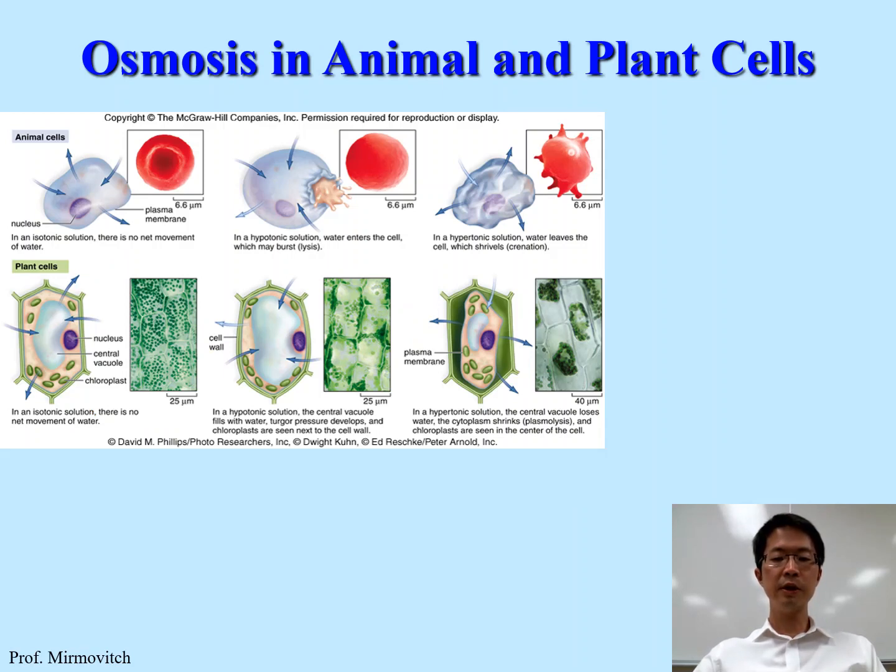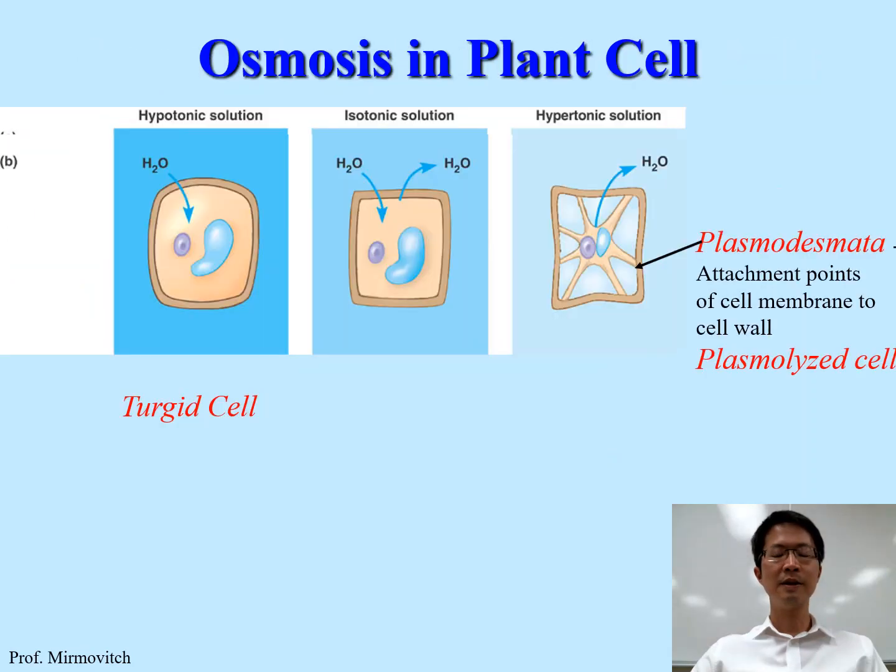Okay, we finished talking about the animal cell on the first column. Now let's take a look at the plant cell. When we put plant cell into the same three types of solution, what will happen?